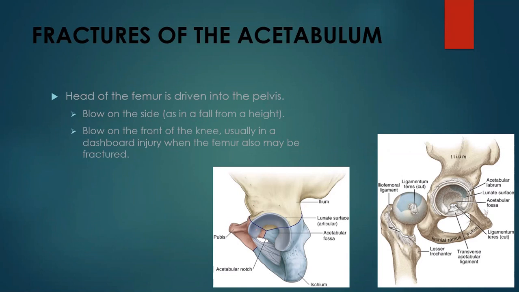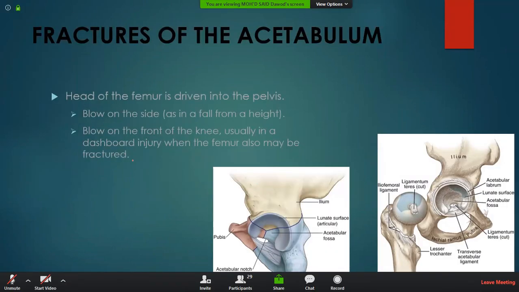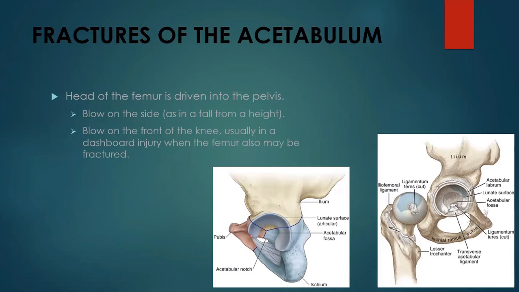The mechanism of acetabular fracture is usually that the head of the femur is driven into the acetabulum. Either it is a blow from the side, a fall from a height, or a dashboard injury, where a blow in front of the knee usually drives the head of the femur into the posterior part of the acetabulum.